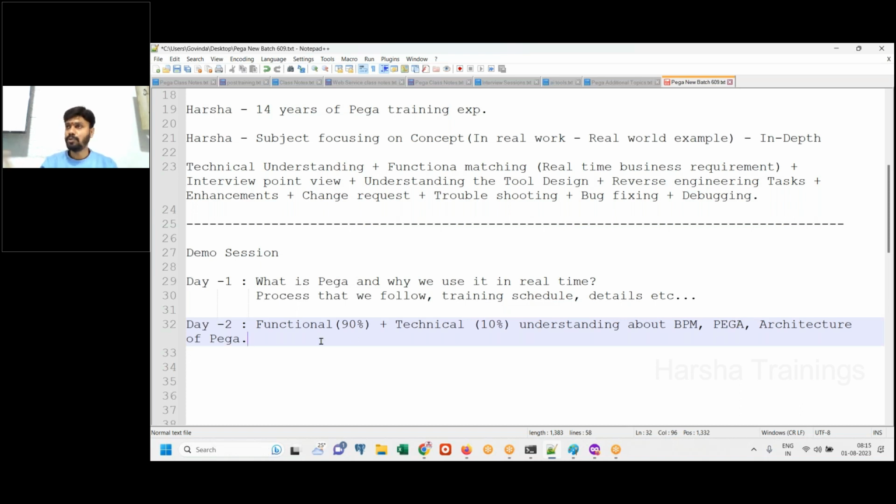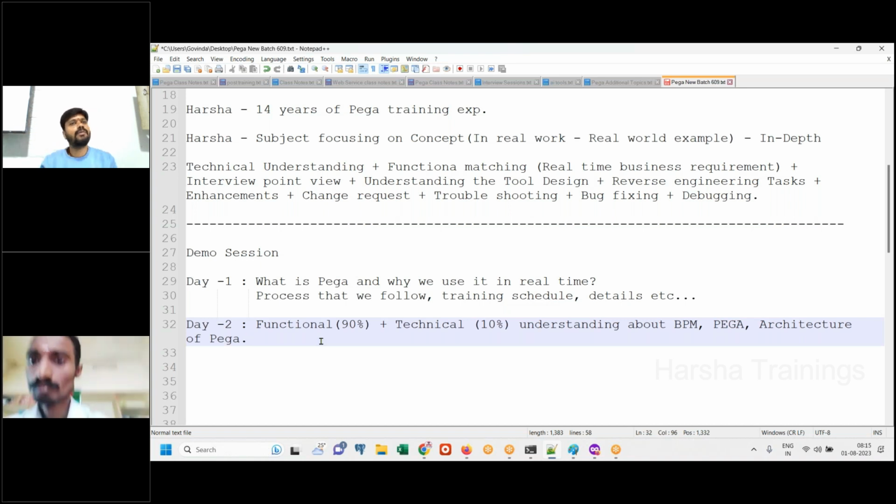See, by day 2, tomorrow end of the day, you will have a clear idea about what is Pega, what is BPM, why Pega is called as BPM. Anyone is going to ask you, can you tell me about Pega, why it is, how it is been used in the market, and what is its architecture, what are its advantages and all. You will be able to explain at least for 5 minutes.